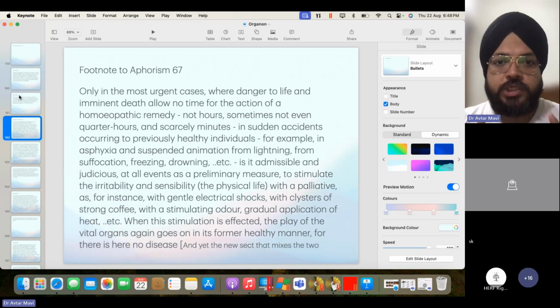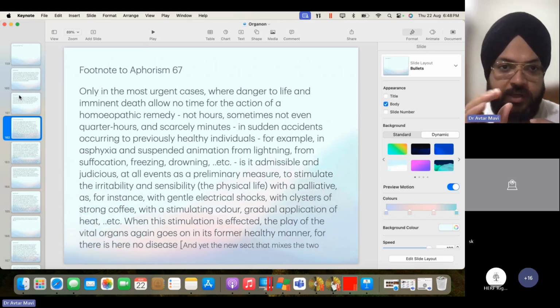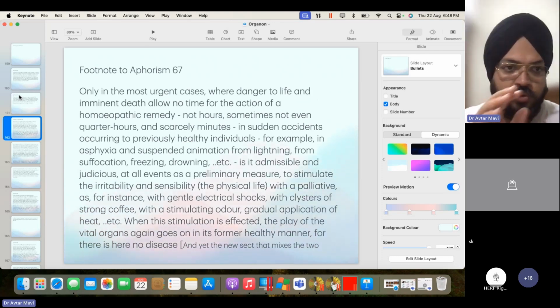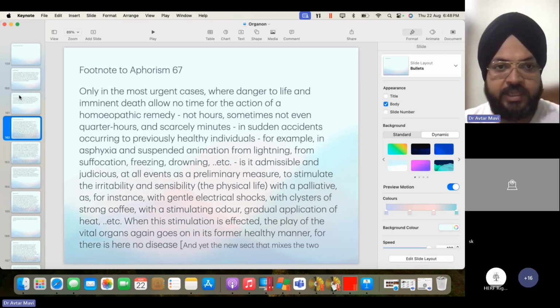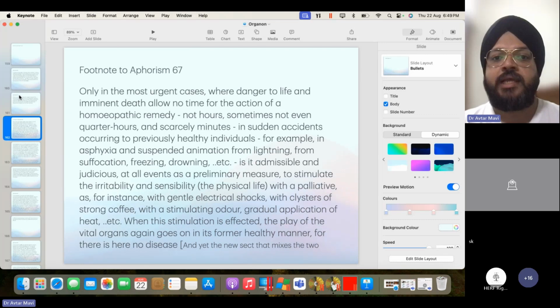Only in the most urgent cases. Now, this is a very important footnote to this aphorism regarding the antipathic way. Only in the most urgent cases where danger to life and imminent death allow no time for the action of a homeopathic remedy, not hours, sometimes not even quarter hours, and scarcely minutes. In sudden accidents occurring to previously healthy individuals.